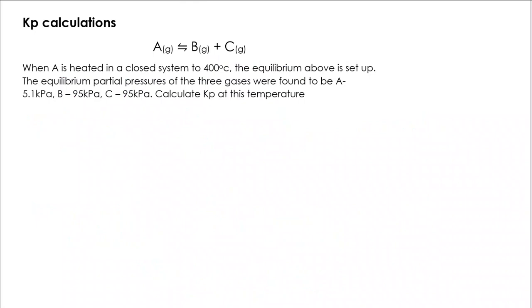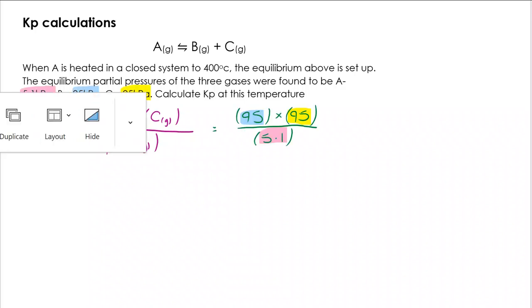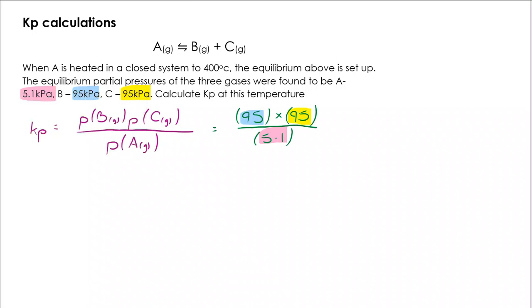So in this first example, I have been given the partial pressure of A, of B, and of C. I'm going to start by writing out my expression for Kp. So I've got Kp is P to the B, Pc over Pa. That's product over reactants. I've included the state symbols. They're all gases. And I've got the numbers provided. A is 5.1. B and C are both 95. I've colour-coded them so you can see precisely where they are coming from.